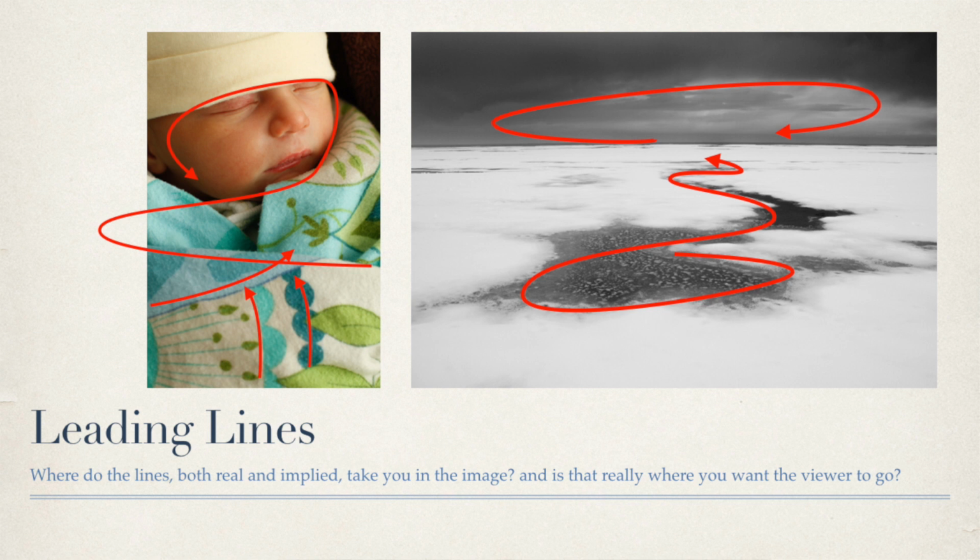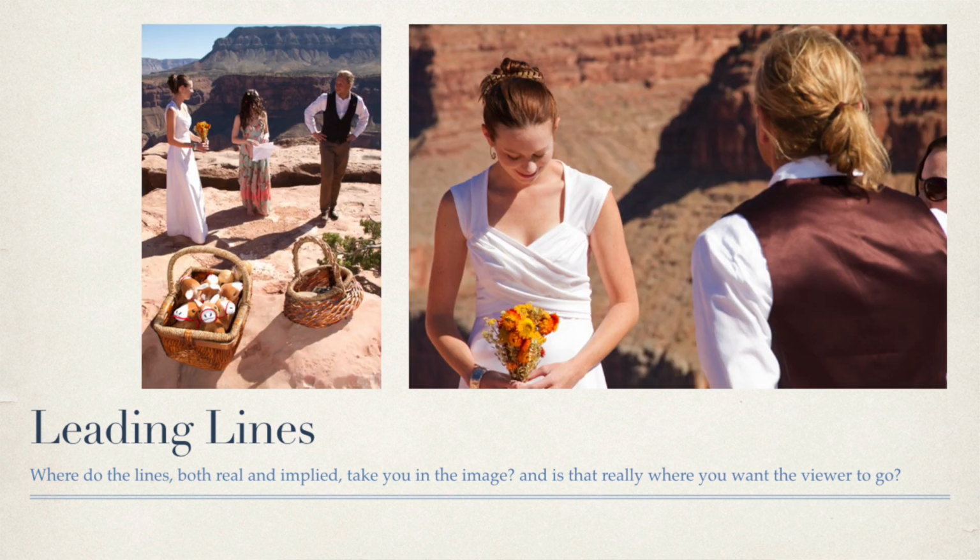There are other kinds of lines as well that I'm going to call implied lines. Implied lines are when the lines that are most dominant aren't the literal lines in the picture, but they're the lines that are created by the movement of the eye, where your eye naturally wants to go. So in these pictures, for example, there are lines in the rock and from the shadow and in the clothes and appendages of the people.